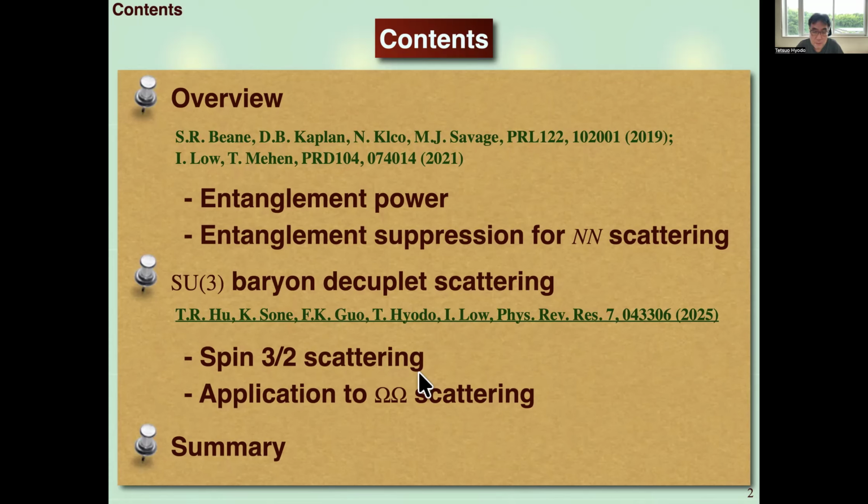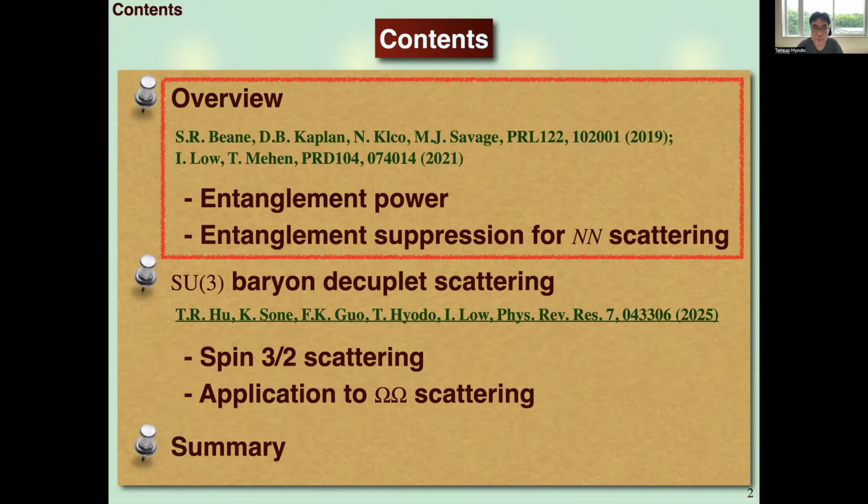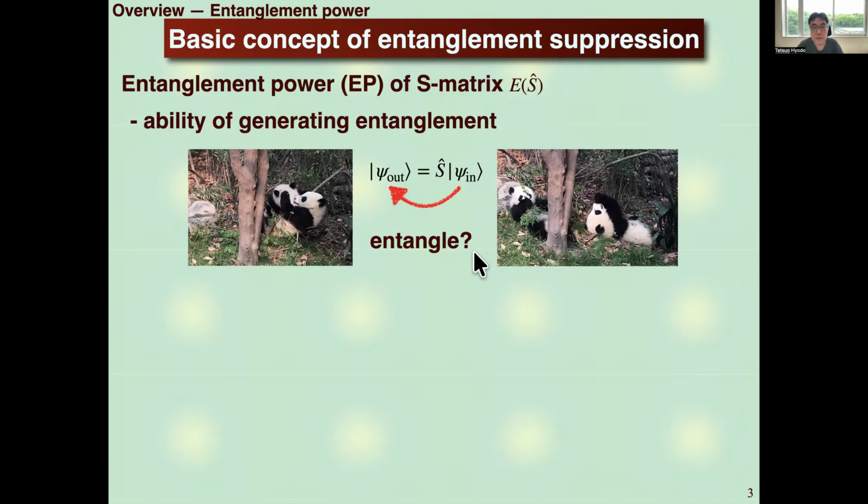So the main part is this work, but before that, I'd like to give you some overview of this entanglement suppression idea, this part. So the more precise definition will be given later, but let me give you some basic concept that we are going to discuss here using the entanglement suppression idea.